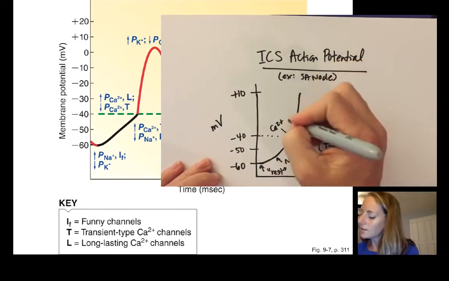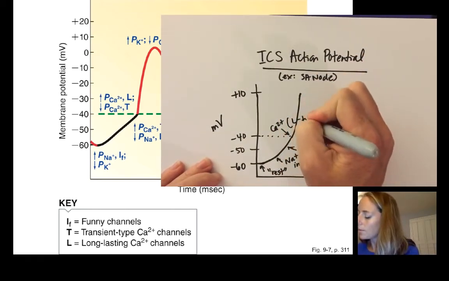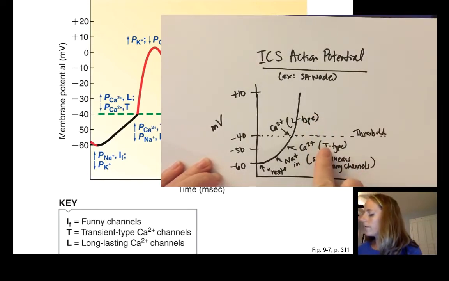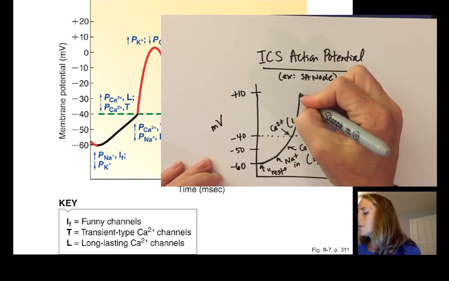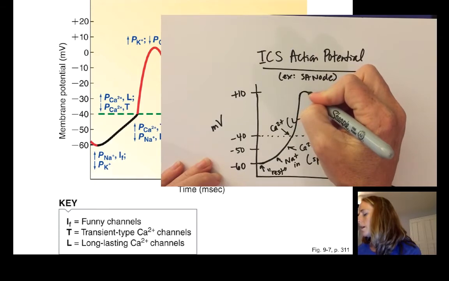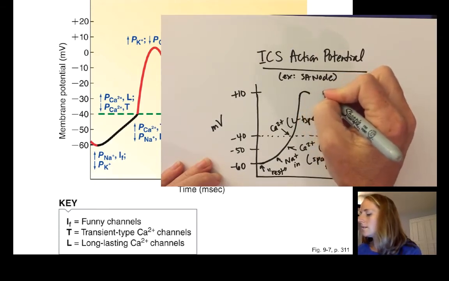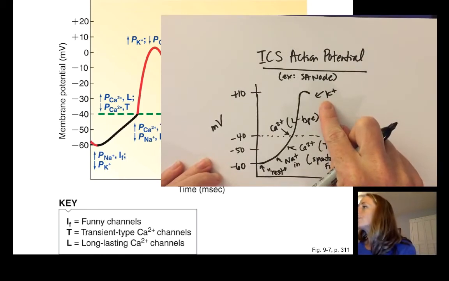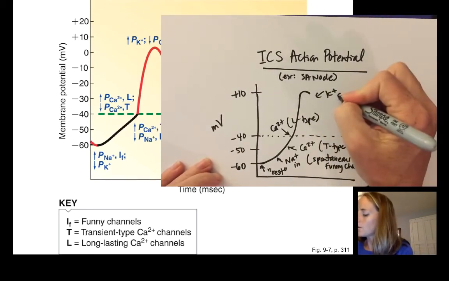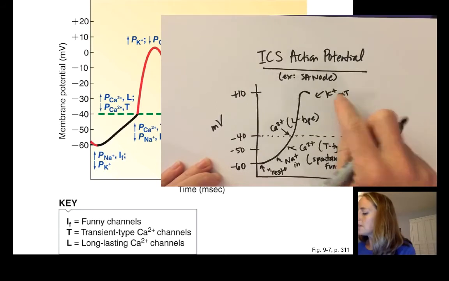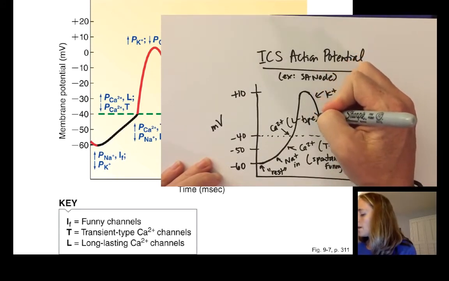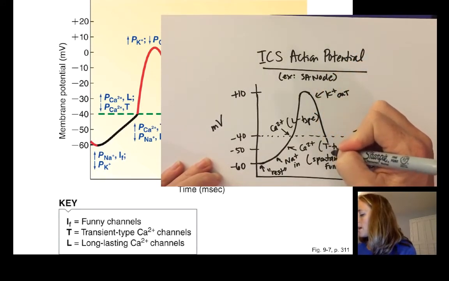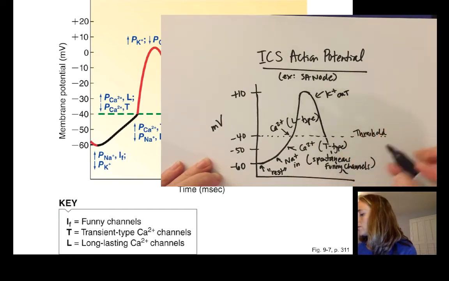So this is calcium in through the L-type calcium channels. Calcium is going to rush in, you're going to hit your peak, and then potassium channels are going to open. When potassium channels open, potassium leaves the cell, and the membrane goes back down toward rest.